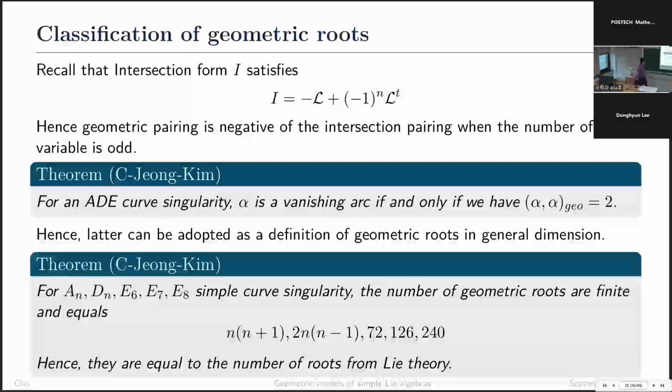Okay, and for the AD singularity, you can try to find the number of vanishing arcs, and it turns out that they actually agree. And we can actually show that these vanishing arcs form a root system and verify the axioms of a root system.